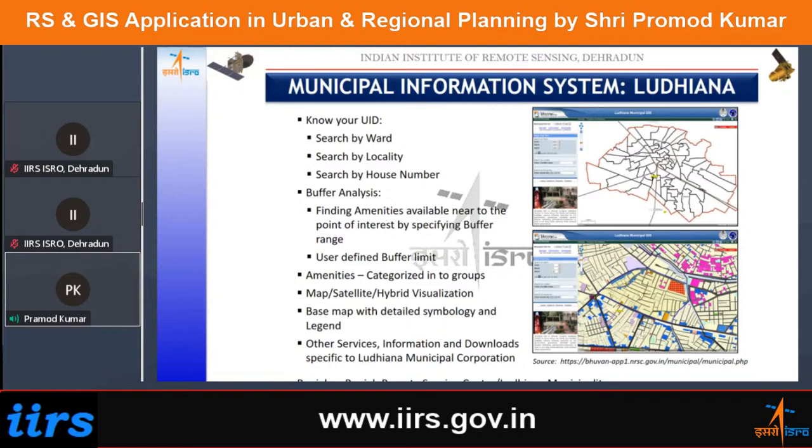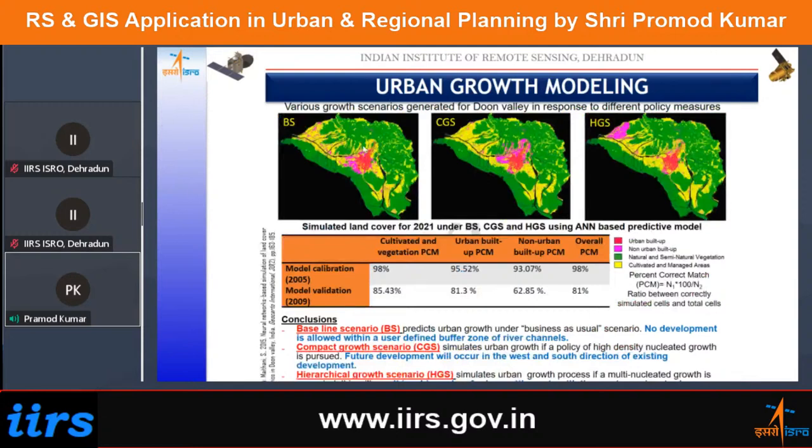What we try to do is create a scenario, because GIS helps us to create scenarios. We create three kinds of scenarios: the baseline scenario, the compact growth scenario, and the hierarchical growth scenario. The baseline scenario means business as usual. That means the way the city is growing, let it grow. First of all, there will be densification in the existing city, and then there will be sprawl into the surroundings.